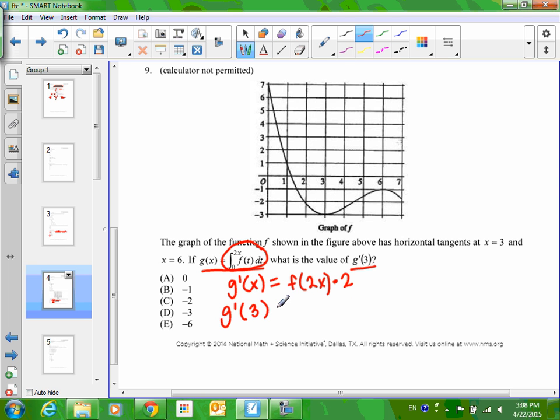I haven't even looked at the graph yet. Hopefully we're going to use that here in a minute. So I would plug 3 in. So this is really saying, hey, what's f of 6? And then let's multiply that by 2.